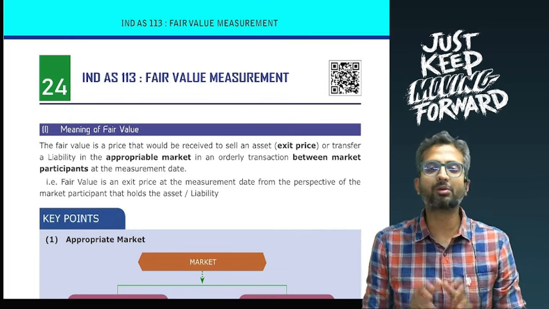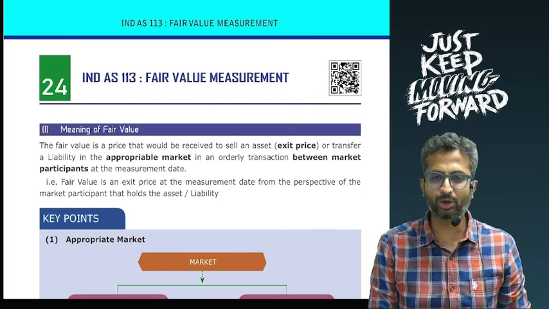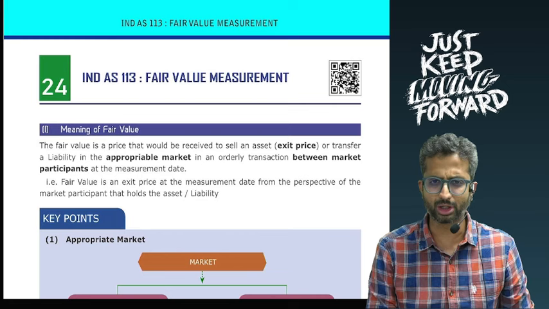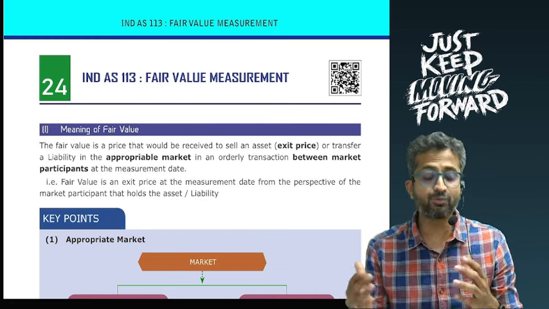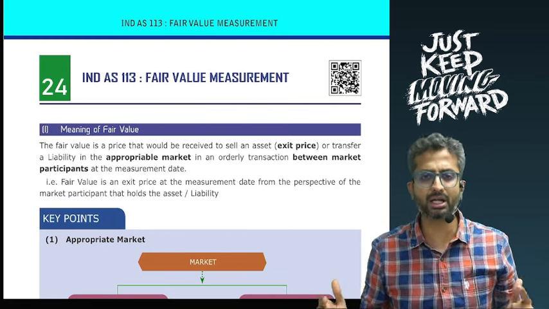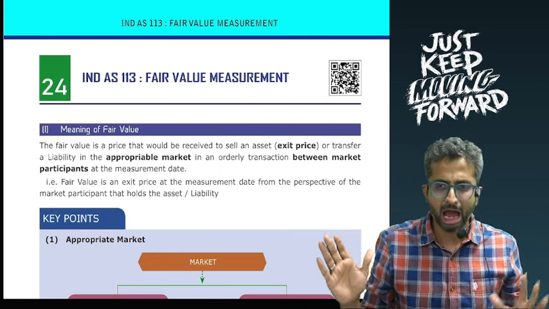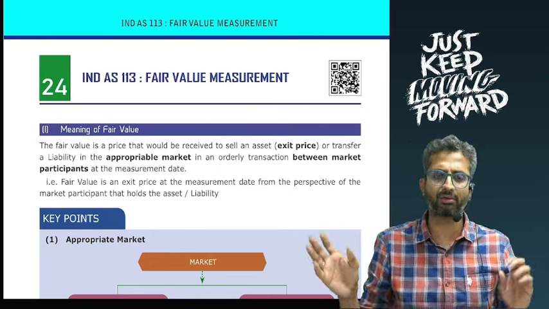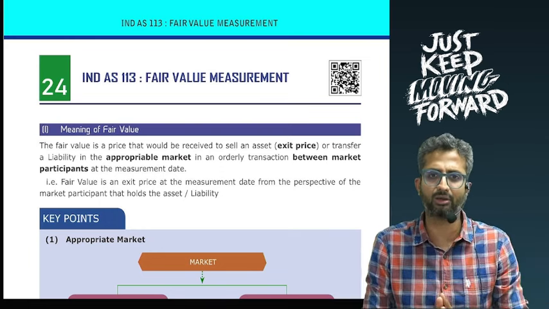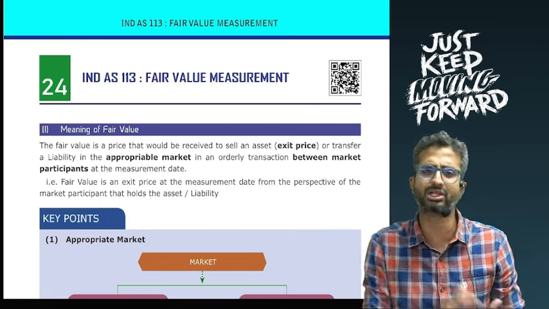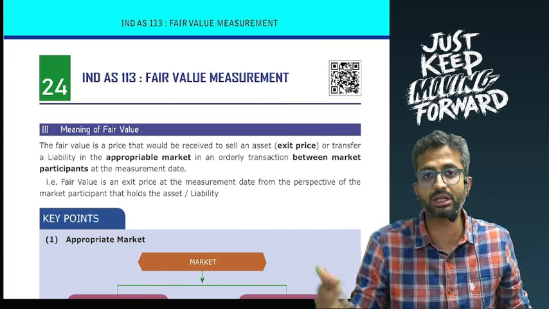In today's video, we will be discussing Ind AS 113 on fair value measurement along with the important questions. This is not a very important topic, but nevertheless, we will try to invest a maximum of half an hour and get this out of our way so that we have that confidence with us, and at the same time, in case something comes, it is easy scoring.